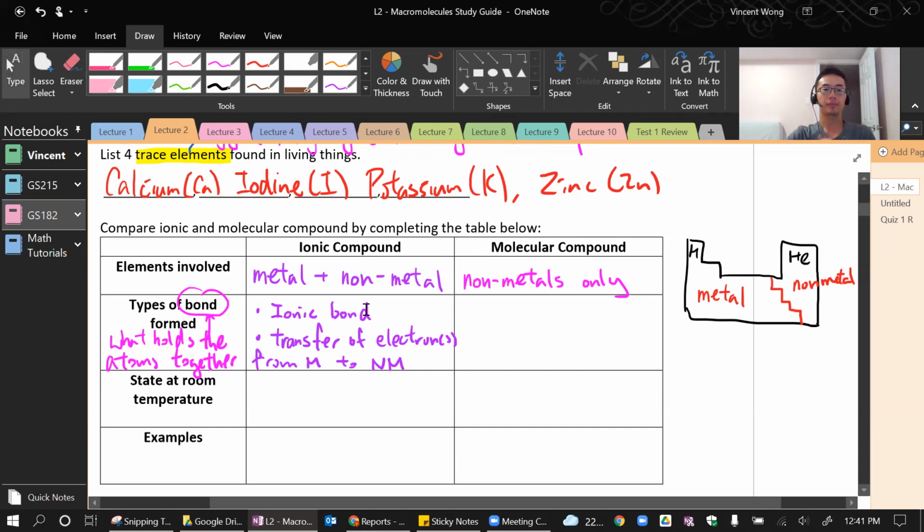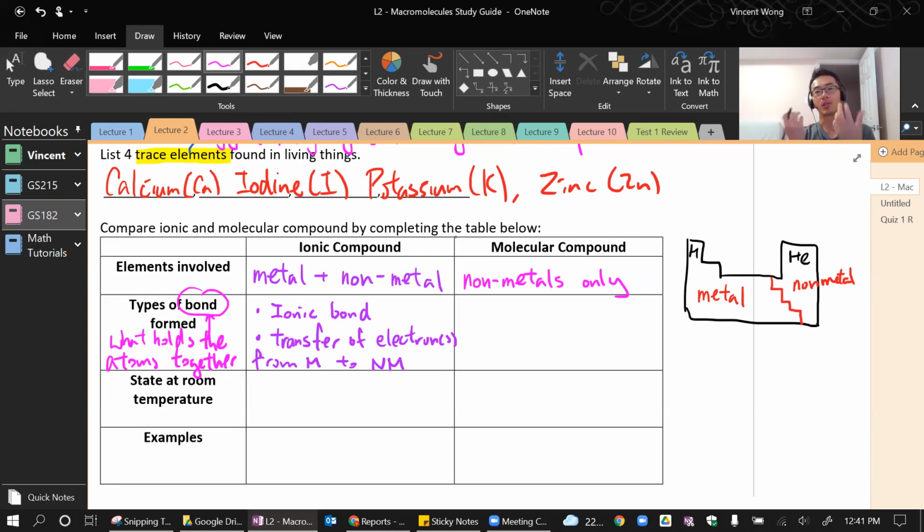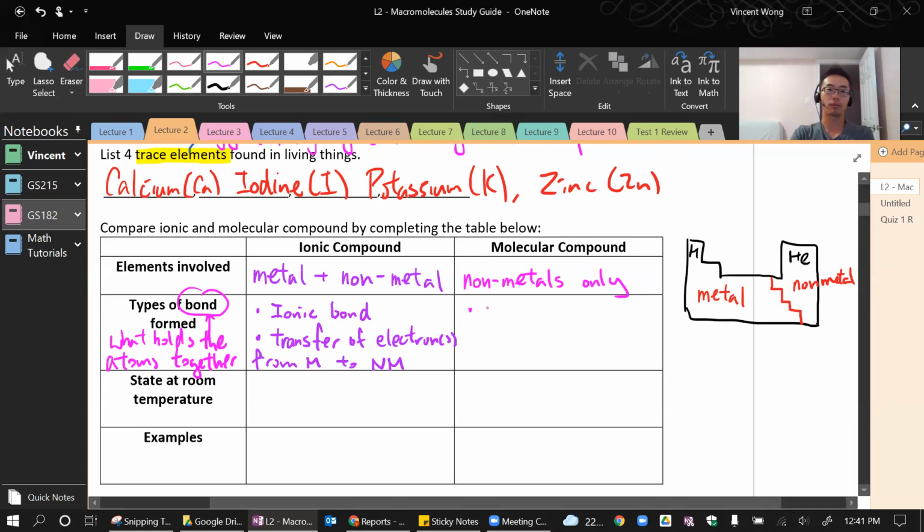Okay, ionic bond. On the other hand, non-metals, like I told you, they love electrons, but they're not going to transfer the electron. Both non-metals would like to hang on to it. So the solution for that, instead of transferring the electron, is that they are going to share the electron. And they will form a covalent bond. Okay, so this is a sharing of electrons. Any questions so far?